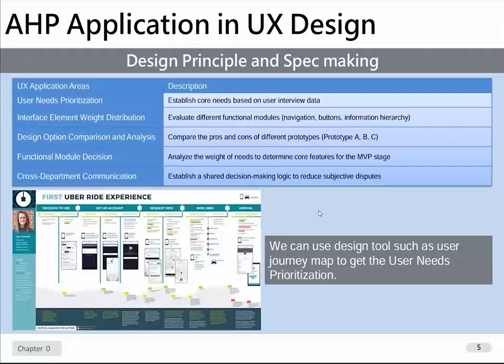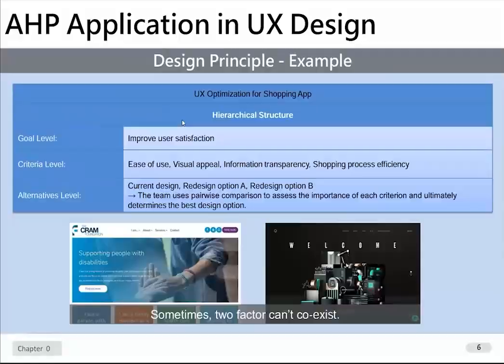So we can use in design tools such as the user journey map to get a user needs, just like what we said before. Okay, so another example, improve the user satisfaction about the UX optimization for shopping app. So the criteria level, ease of use, visual appeal, information transparency, shopping process efficiency. Usually, I think the criteria level is something more general things. And for alternative level will be more specific. Okay, so we can only have one level.